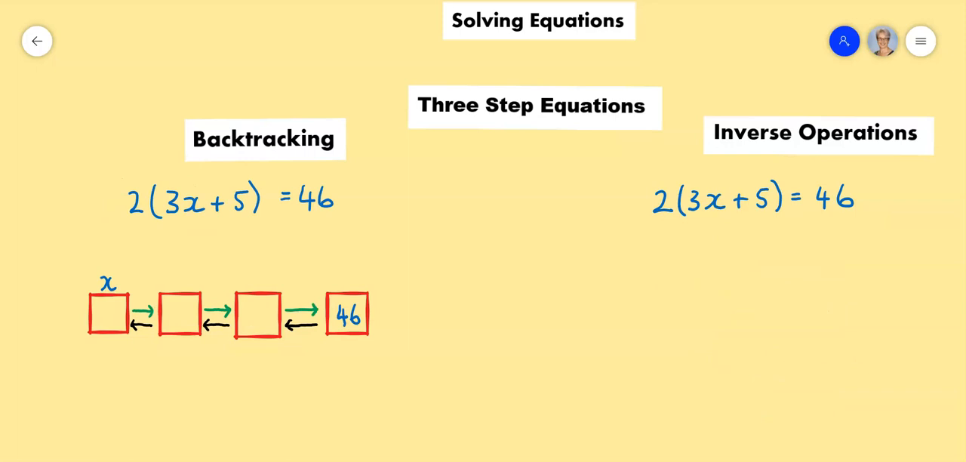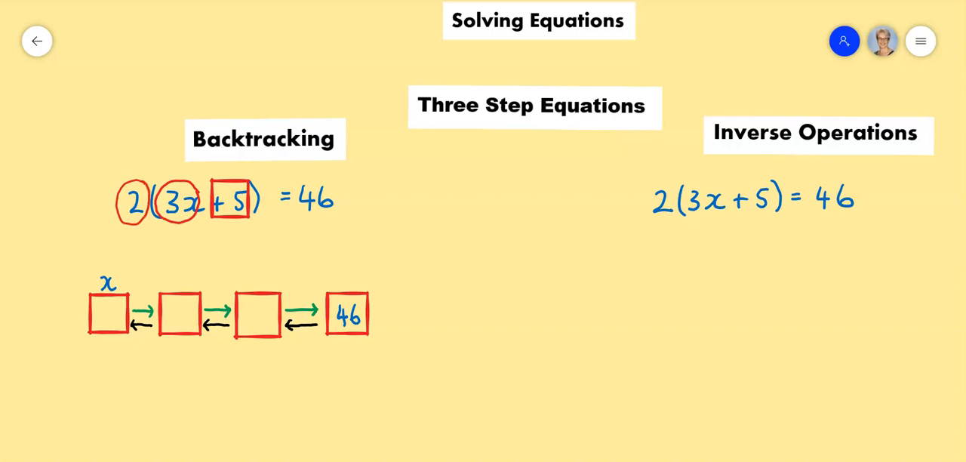Okay, now let's look at our final equation. 2 times 3x plus 5 is equal to 46. Okay, so once again, what's the first thing that we are doing to x in this equation? We are timesing by 3. Then we are adding 5. And finally, we are timesing all of that by 2.